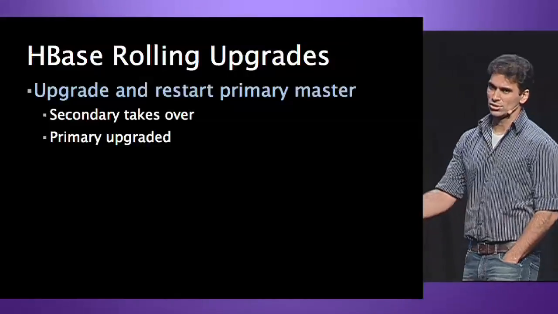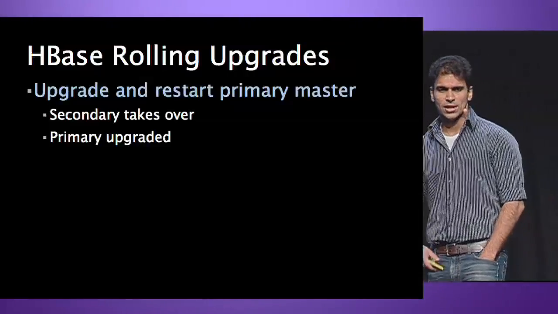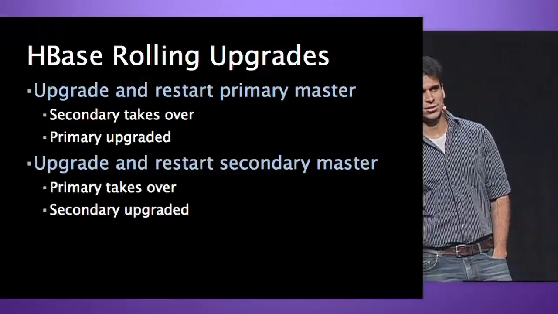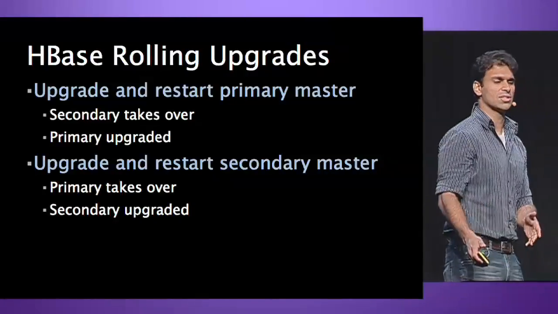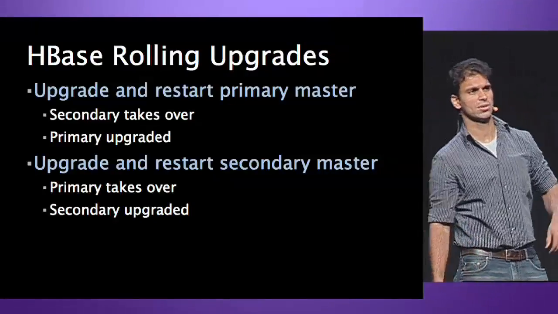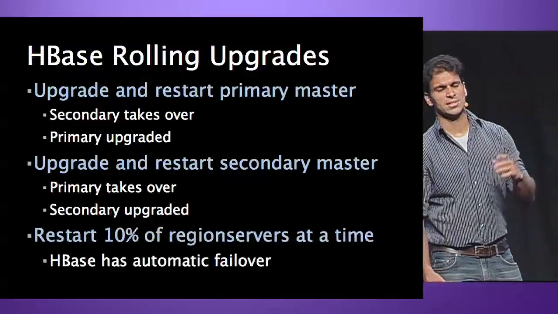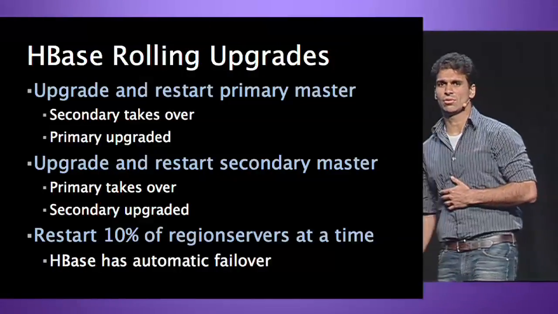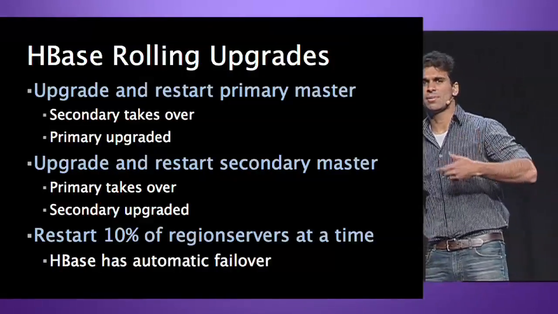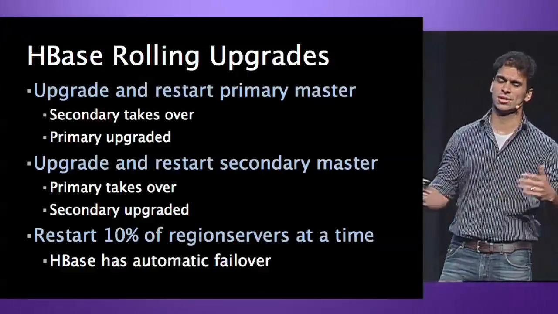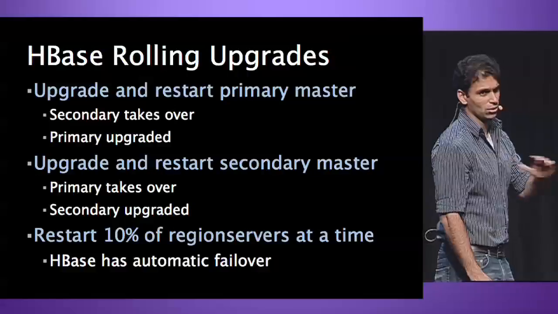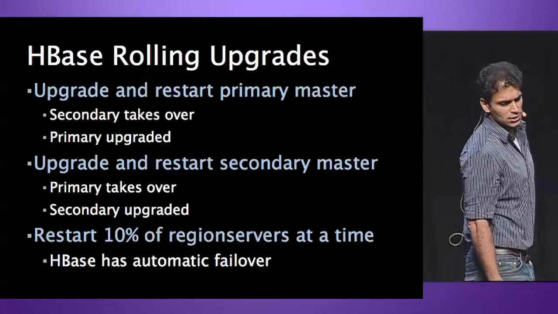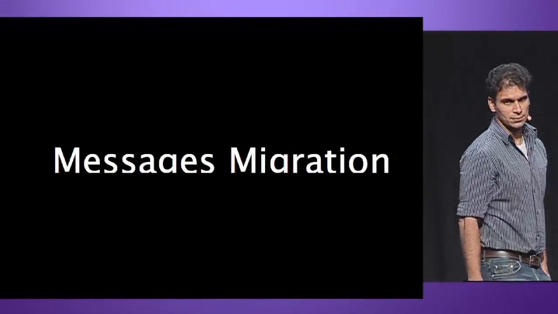and the primary would get upgraded. But the secondary is actually in control at this point. So then we upgrade the software on the secondary master. The secondary goes down, restarts, and the primary takes over, and the secondary is upgraded. So at this point, both masters are upgraded. And then we restart a certain percentage of all the region servers in a rolling fashion so that HBase automatically fails over these regions and assigns them to other region servers. They start serving data, and you get a whole upgrade without any downtime, or very minimal.